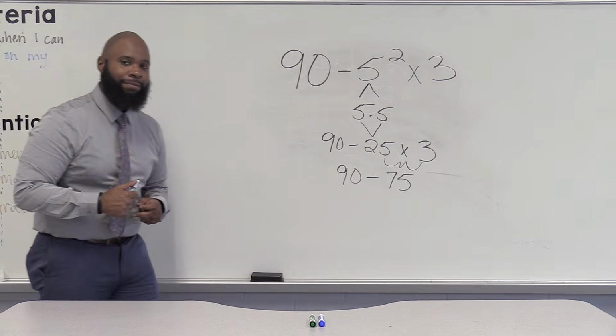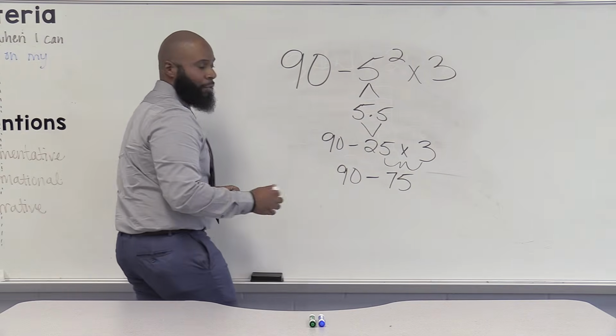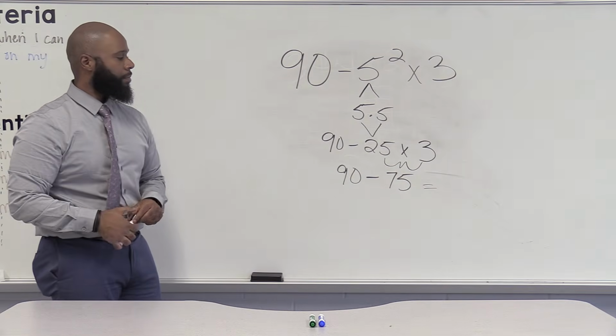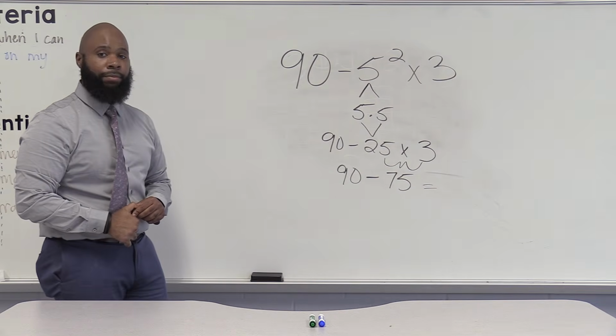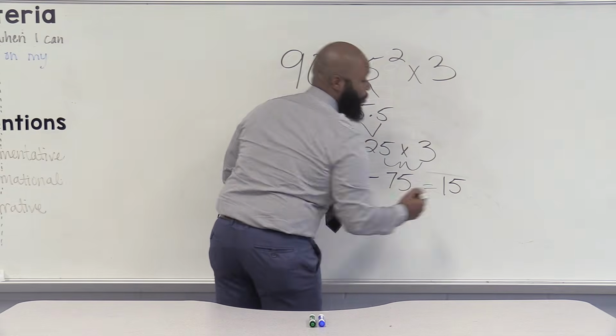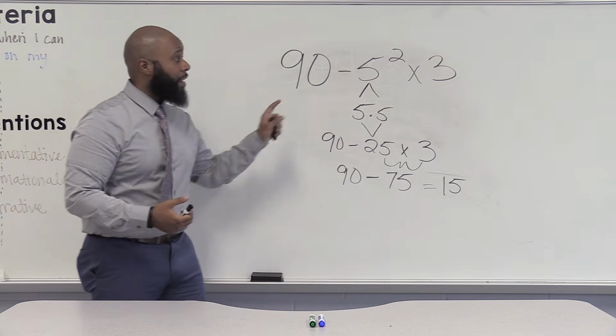Am I ready to solve? I am. So 90 minus 75. I want you to do this and tell me what you get for an answer. If you got 15, you are correct. So now we're done with exponents.